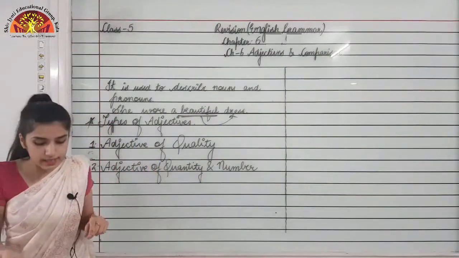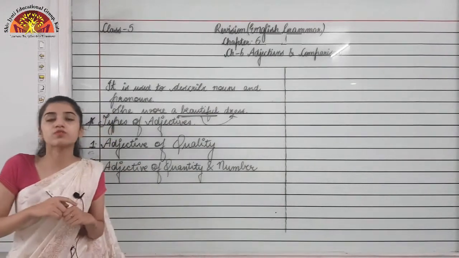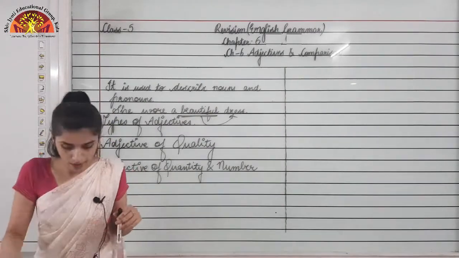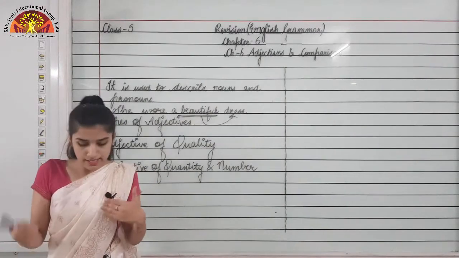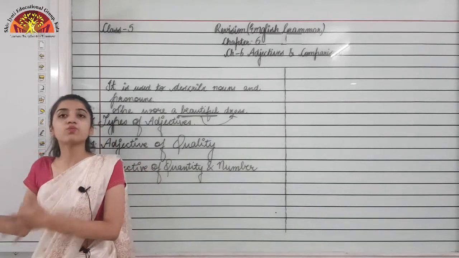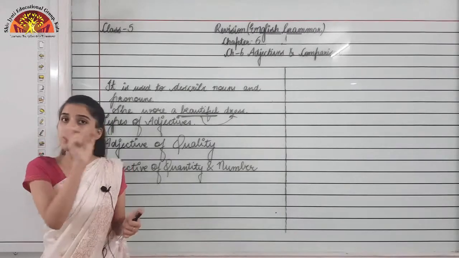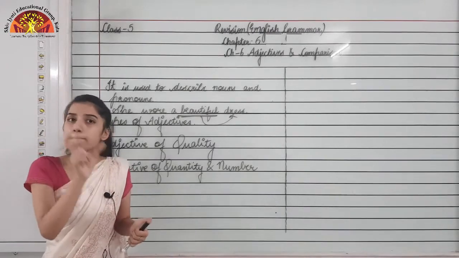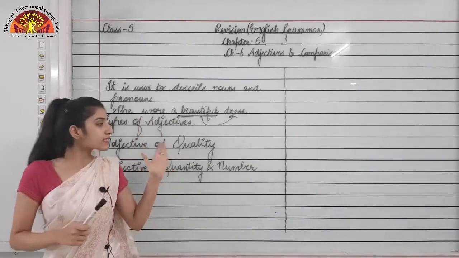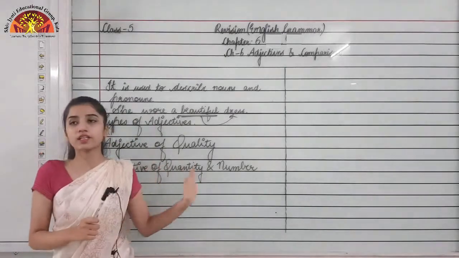Like I am giving you an example, in your book also an example is written: give me some money. But if I say I don't have much work to do, can you count work? No, you can't. That is why what I used over there was much. Now moving to the next example of adjective of number.